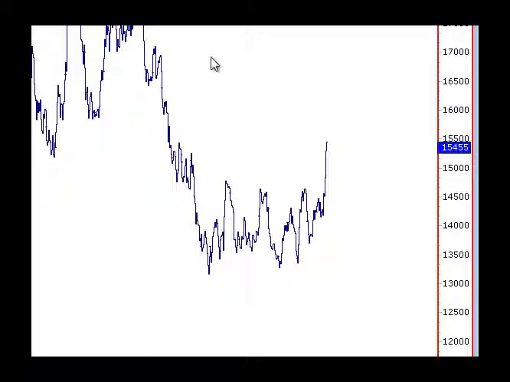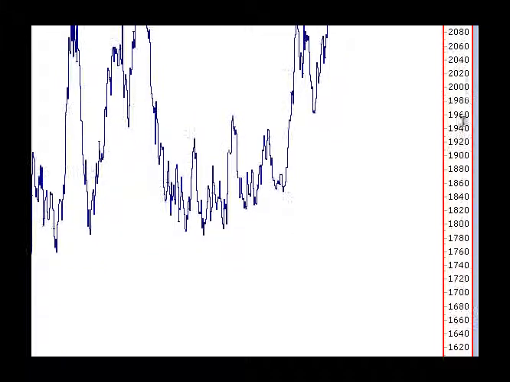But when we look at nickel, for instance, here we can see that it's been trending up quite nicely on a bounce here as such, and the zinc as well. It's pushing up as well.